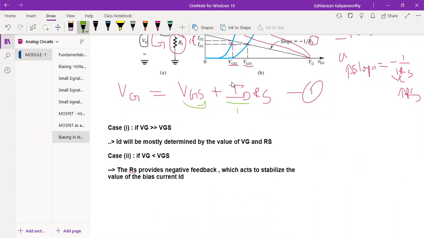If this ID increases, the VGS has to decrease to keep VGS constant, which eventually reduces the ID also. Second thing is, if the drain current ID reduces, then VGS has to increase to keep VGS constant, which eventually increases the ID. So these two points we need to keep in mind.